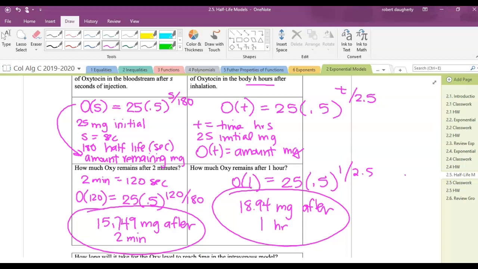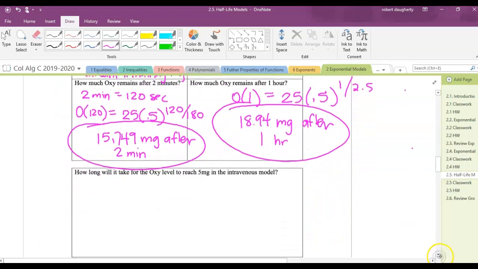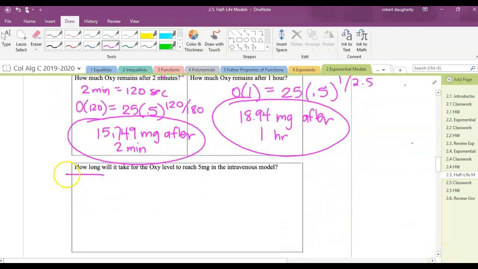Okay, so let's take a look at the next question. How long? This means I'm solving for my variable, which is my exponent, which is time. Beauty of this from now on is we're no longer using logarithms, we're using our nsolve command. How long will it take the oxy level to reach 5 milligrams in the intravenous model? So I'm saying I want my future answer to be 5 milligrams.